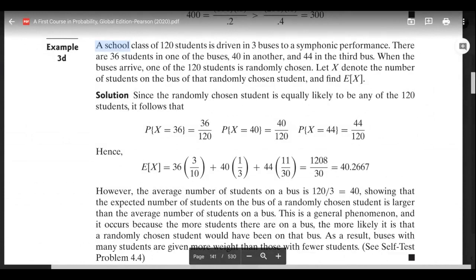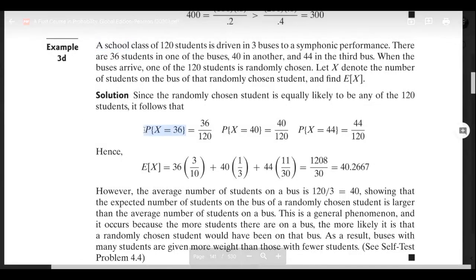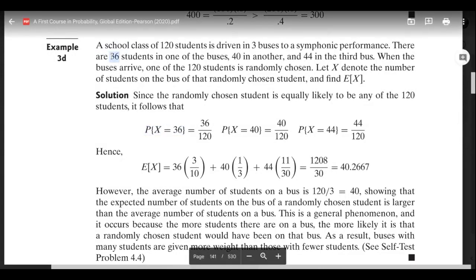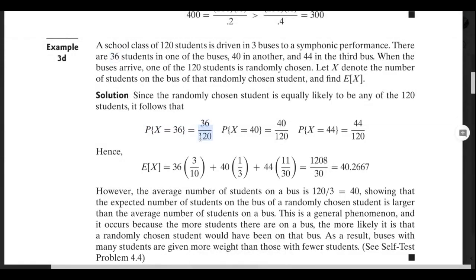Let X denote the number of students on the bus of the randomly chosen student, and find the expected value of X. Solution: since a randomly chosen student is equally likely to be any of the 120 students, the probability that the random variable equals 36 is the first bus, 36 out of 120.